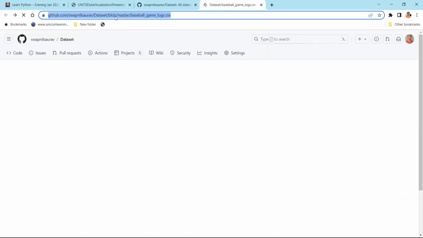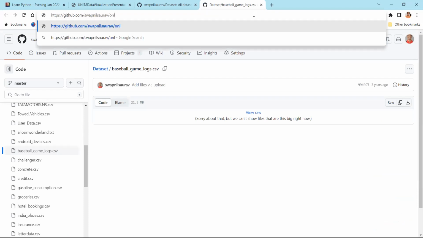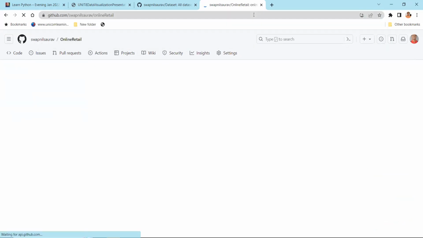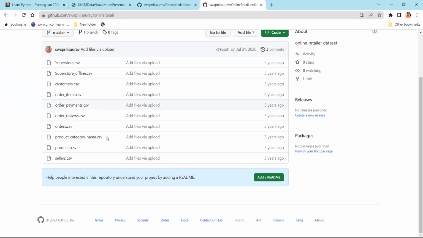This is for the data set. Now there's something called online retail. This is the repository, online retail. Except Superstore and offline, all these data are related.